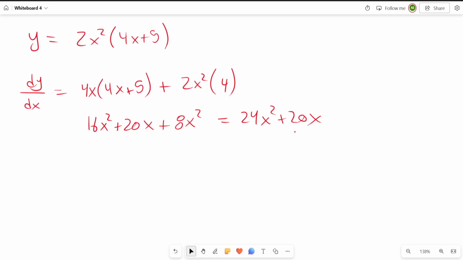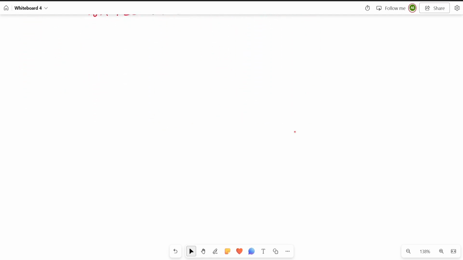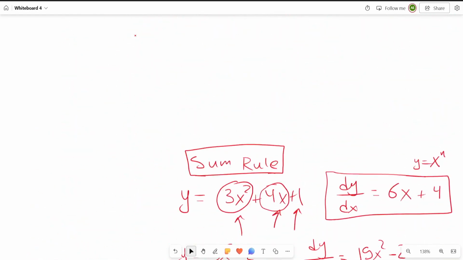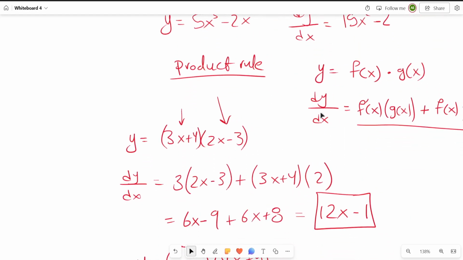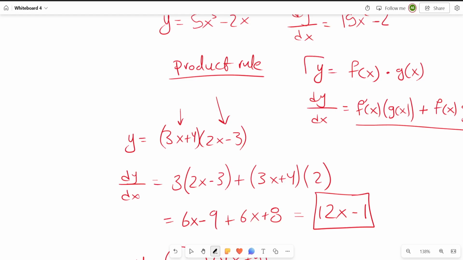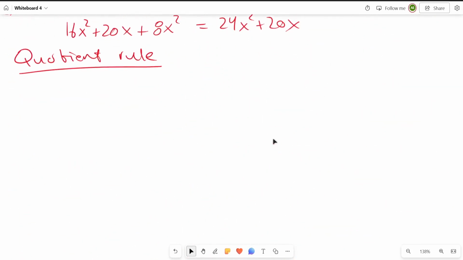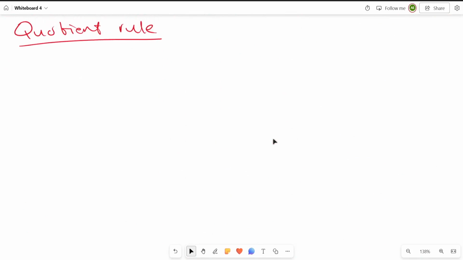So I hope this is clear for the product rule, and now we can move on to the next rule, which is called the quotient rule. From its name, the quotient rule is a rule when we have two functions that are dividing each other. Just like the product rule, from its name, where we have two functions multiplying each other, like f of x multiplying g of x. So let's take a look at how to work with the quotient rule.